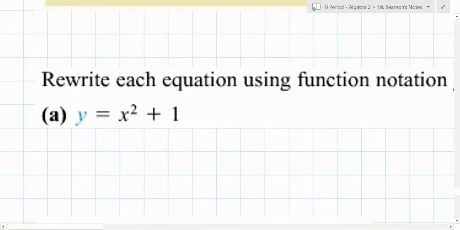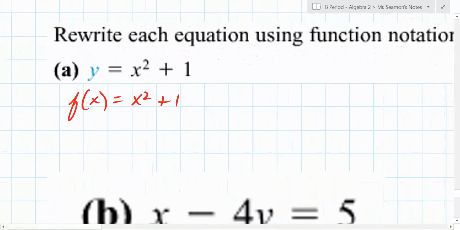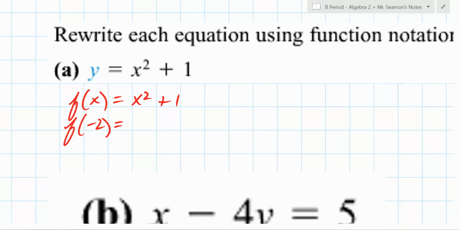So instead of y, what do you write? F of x. So now this is in function notation. Then find f of negative 2 and f of a. So if you want f of negative 2, without writing this down, can someone tell me what f of negative 2 is? No writing. X. So what is this going to be? Negative 2 squared plus 1 is 4 plus 1 is 5.